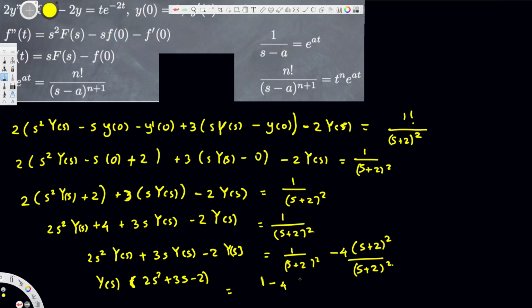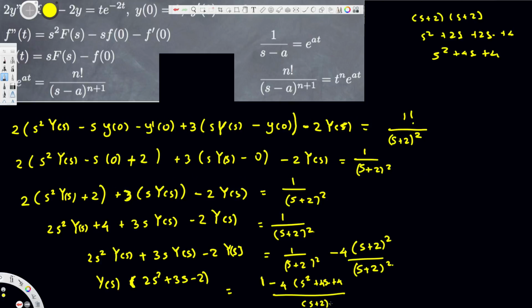And if we multiply this one, (s plus 2) square is going to be (s plus 2) times (s plus 2). If you multiply you will get s square plus 2s and again plus 2s, and then we are going to have plus 4. So if you simplify this one, this is going to turn into s square plus 4s plus 4. So we can replace this (s plus 2) square with s square plus 4s plus 4. So this is going to be 4 times (s square plus 4s plus 4) divided by (s plus 2) square.